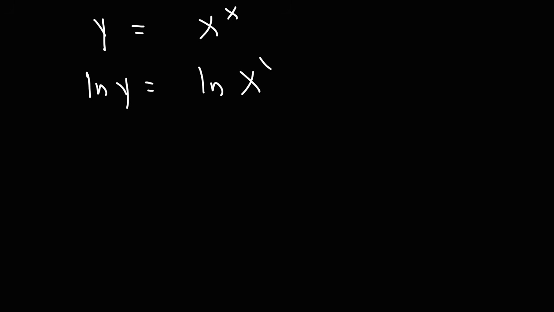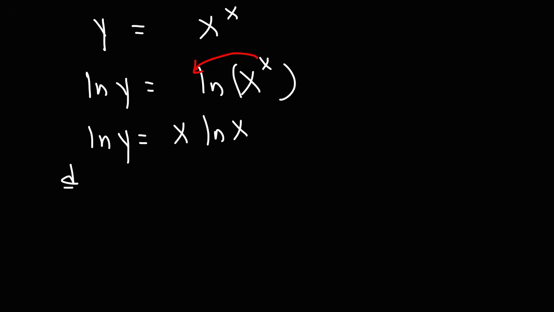Step two is to take the natural log of both sides. So ln y is equal to ln x raised to the x. Now, a property of natural logs allows us to move the variable x to the front. And so what we're going to have is ln y is equal to x ln x. And now at this point, we are going to differentiate both sides with respect to x. So here's how you can express that in mathematical words.